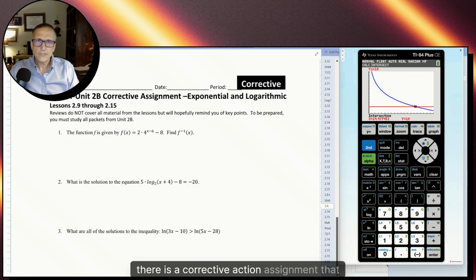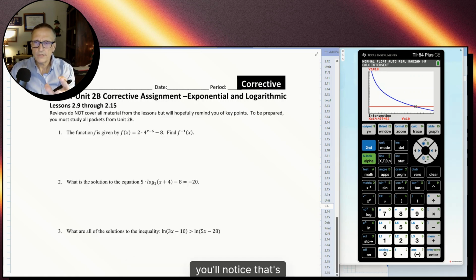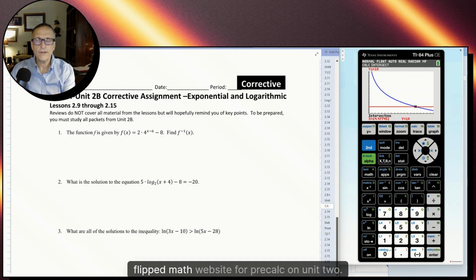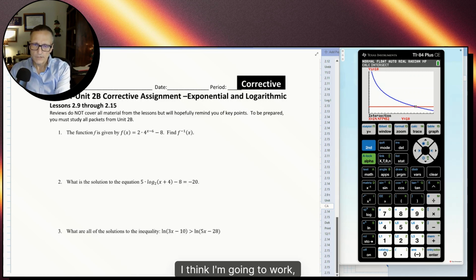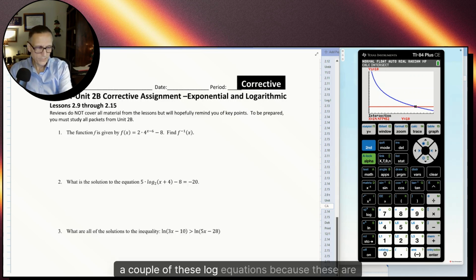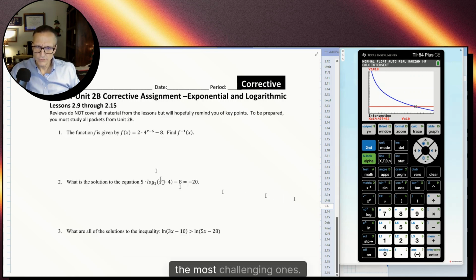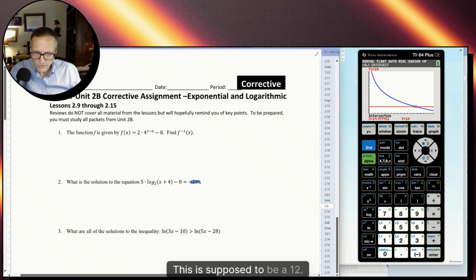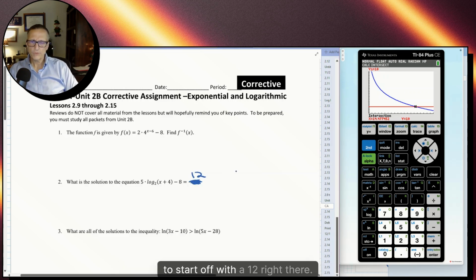Now, there is a corrective action assignment that you'll notice is posted at the Flipped Math website for Precalc on Unit 2. I'm going to work just a few of these for you. I think I'm going to work a couple of these log equations because these are the most challenging ones. And this actually is an error. This is supposed to be a 12. I found that out when I was working this with a student. That's supposed to start off with a 12 right there.